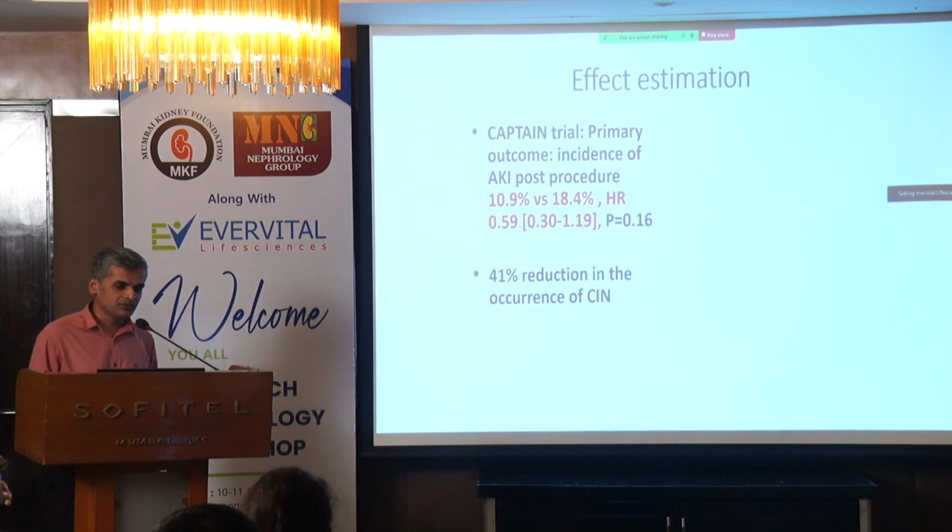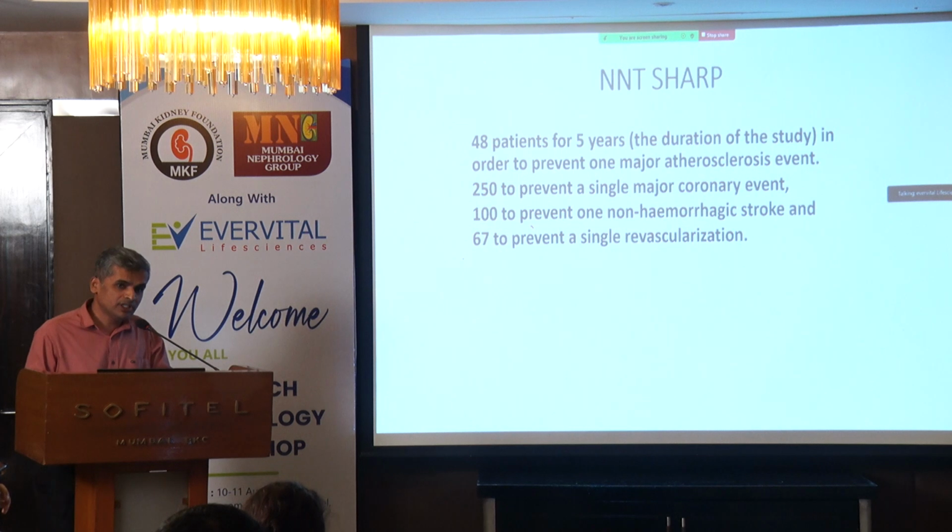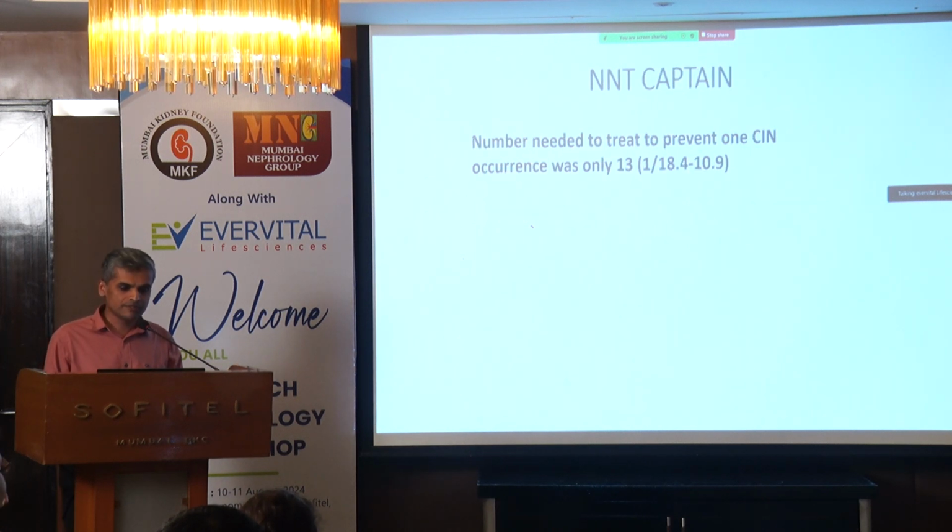Now estimating the effect, you can see here, if you go by the hazard ratio, there is a 41% relative reduction in the risk of CIN in the CAPTAIN trial. But in the SHARP trial, there is a 17% reduction in the occurrence of major atherosclerotic events if you go by the risk ratio. Now, if you calculate numbers needed to treat to get the desired effect, we need to treat 48 patients for 5 years with simvastatin plus ezetimibe to prevent one major atherosclerotic event. For coronary event, you will have to treat 250 patients for this duration, and these are the numbers for other outcomes.